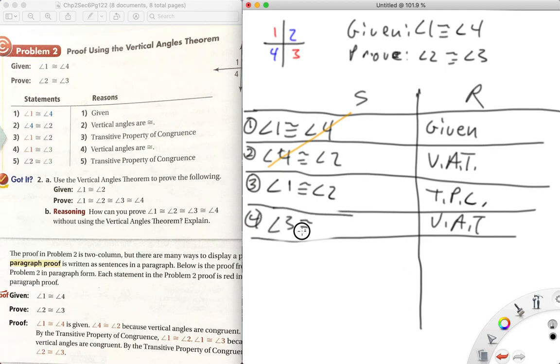Angle 3 is congruent to angle 1. And again, I can cancel out these angle 1's. And I can say, okie dokie, if 1 is congruent to 2 and 1 is also congruent to 3, then I can say that angle 2 is congruent to angle 3. Transitive property of congruency. So 1 is congruent to 4. 1 is congruent to 2. And 1 is congruent to 3.